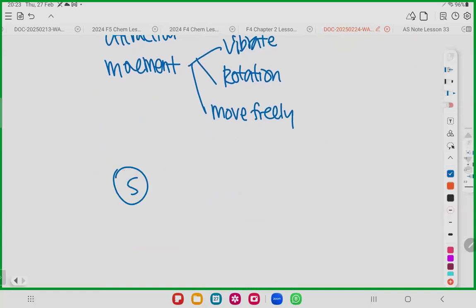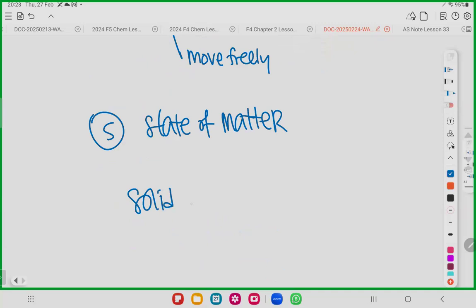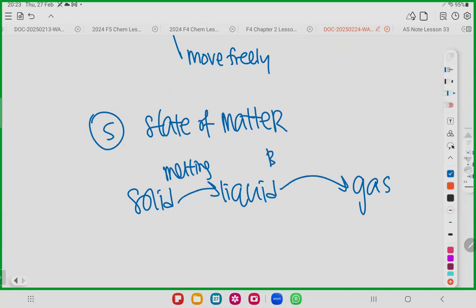In the last lesson, we also learned about state of matter. State of matter means solid, liquid, and gas, and you can change between one and another. Solid to liquid is melting. Liquid changing to gas can be boiling or evaporation. I also mentioned the difference between boiling and evaporation. Number one, boiling must happen at the boiling point, not necessarily 100 degrees Celsius, because only water boils at 100, other liquids not necessarily.